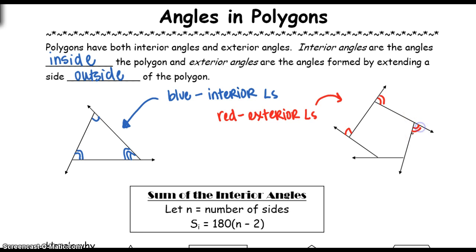Notice they're outside the shape, outside the shape. And 1, 2, 3, 4, 5 outside the shape, okay? Now, if I went back over here, and if you're not using color, don't do that. This right here would be an exterior angle, exterior angle, exterior angle. And then over here, interior angle, interior angle, interior angle, interior angle, okay? So inside the shape, interior, outside the shape, exterior.